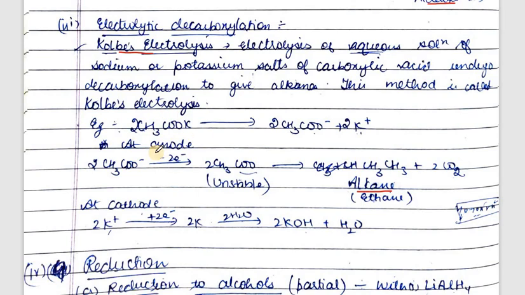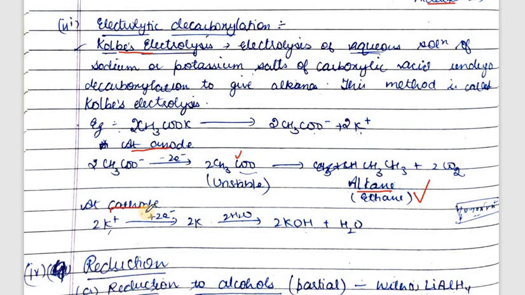That is, this is the potassium salt of acid. When it is electrolyzed, it gives acetate ion plus potassium ion, and now the anions move towards the anode, cations move towards the cathode. So the anion is CH3COO negative, and this moves to the anode where it loses electrons to give this acetate radical, which is unstable, and this further gives the alkane. Here two carbons are present, so an alkane of two carbons, ethane, is formed and carbon dioxide is released.